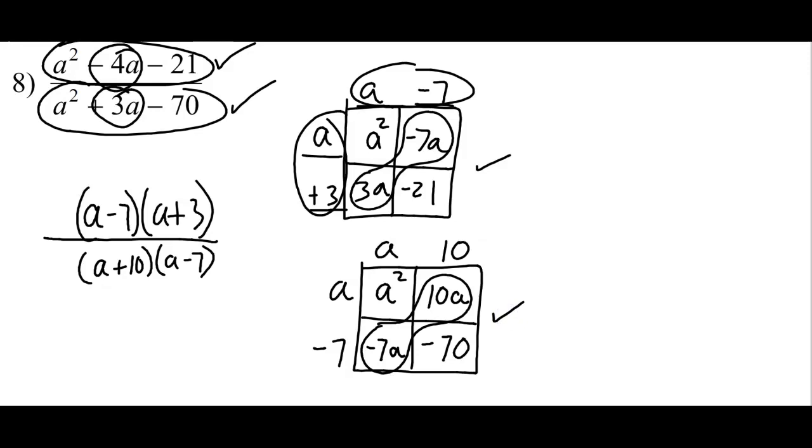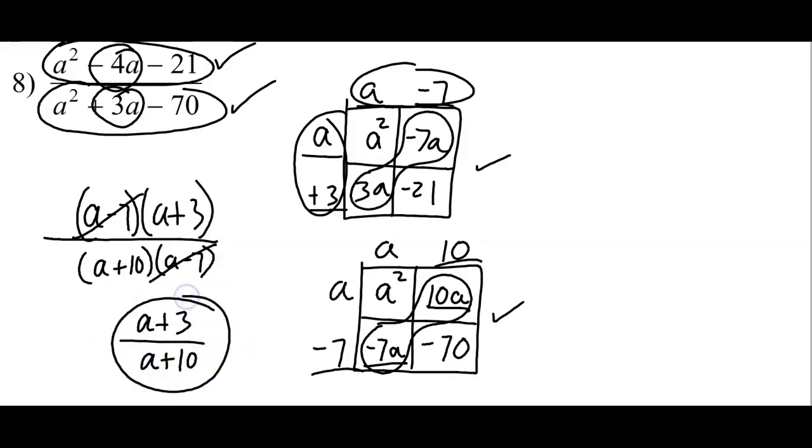Now, I got the right answer from my box methods both times I tried, but don't be surprised if on your first try you don't get the right answer. If these don't add up to make the middle, then try switching these numbers around or try different numbers completely. Keep doing it until you get the pair that works. Okay. So that's the first step, is to factor the top and factor the bottom. The next thing you're going to do is reduce whatever they have in common there. So in this case, a plus 3 is left on the top, and a plus 10 is left on the bottom because the a minus 7s cancel out.